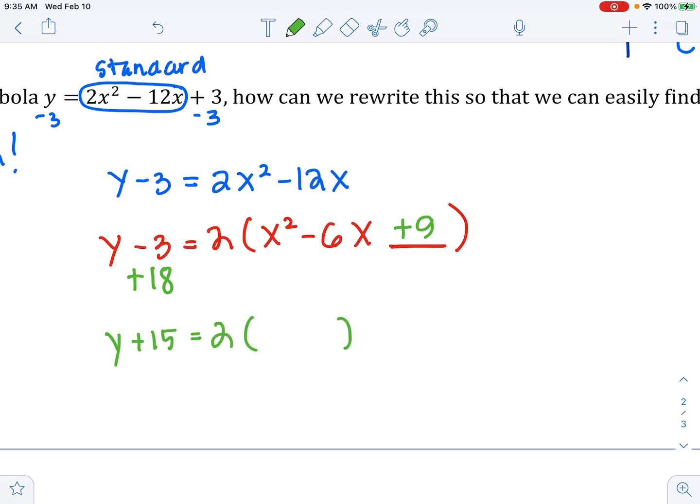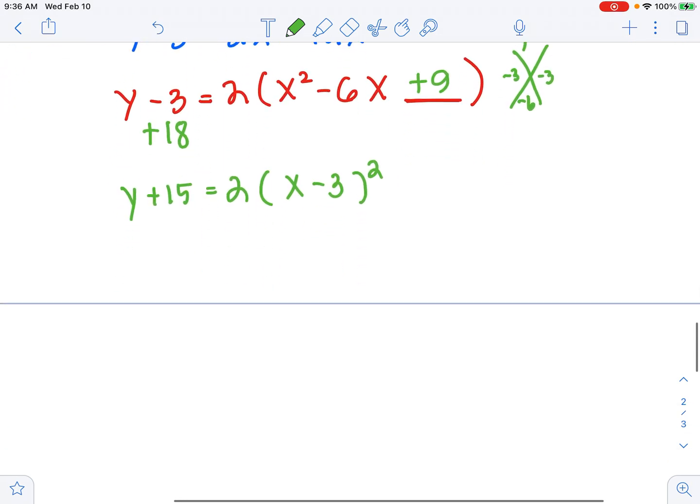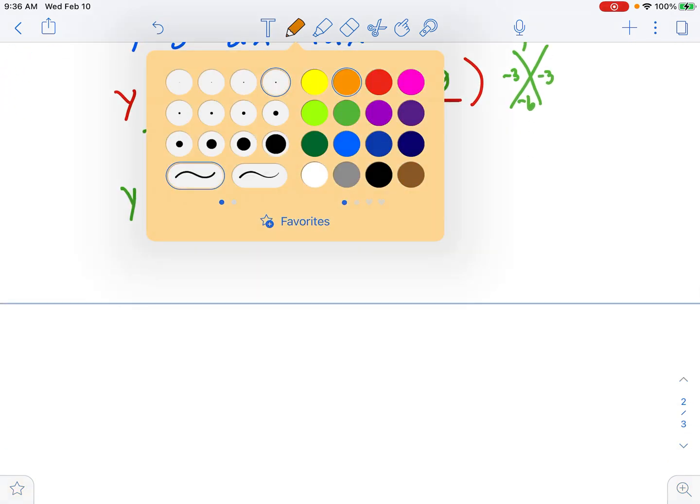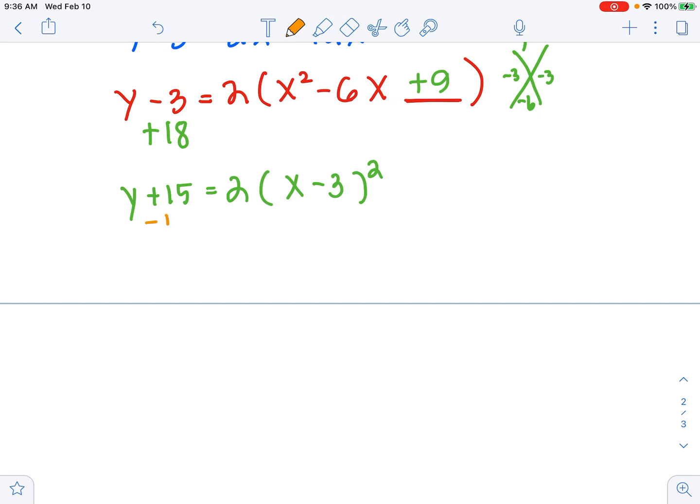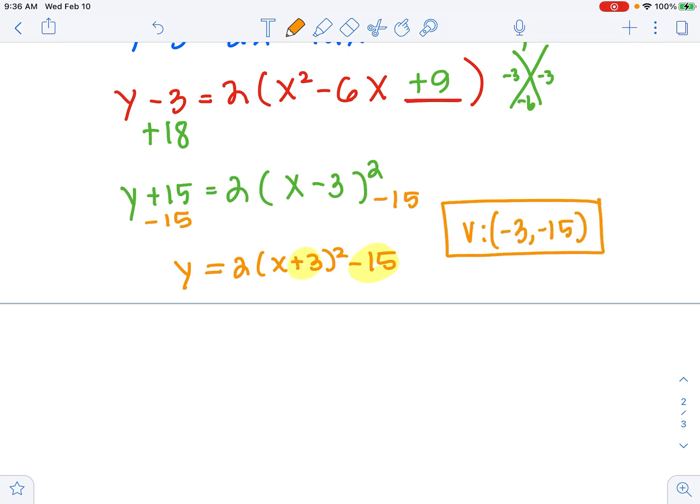So now I have y plus 15 is equal to 2 times, and now this will always be factorable to a binomial squared. So two numbers that multiply to give you 9 and add to give you negative 6 are negative 3 and negative 3. They should always be the same, so it's (x minus 3) and (x minus 3). All right, the last thing you have to do is to get y by itself. So subtract 15 from both sides, and I have y equals 2 times (x plus 3) quantity squared minus 15. So now you can see what your vertex is using h, k here, and you get your vertex is (negative 3, negative 15).